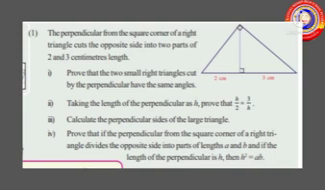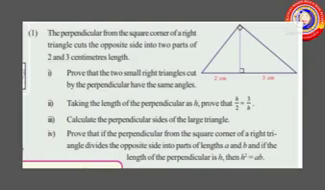Next, fourth part of the question. Prove that if the perpendicular from the square corner of a right triangle divides the opposite side into parts of lengths A and B, and if the length of the perpendicular is h, then h square is equal to AB.